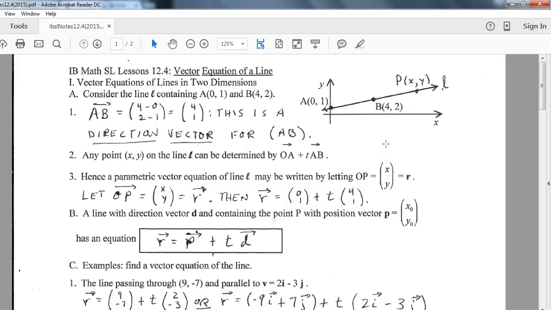Section 12.4, we are getting into vector equations of lines. Just like the normal equation of a line that you guys are used to, just think of a y equals mx plus b equation of a line. That's exactly what this is. It's just in the form of a vector.